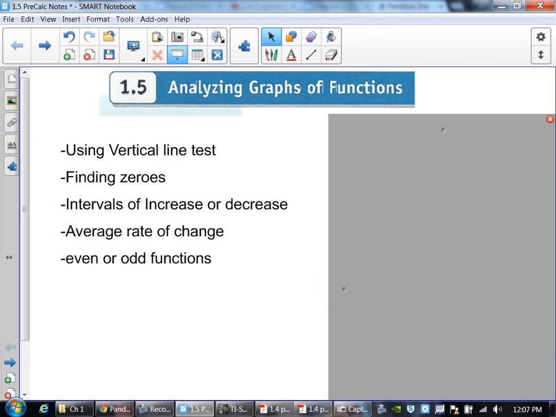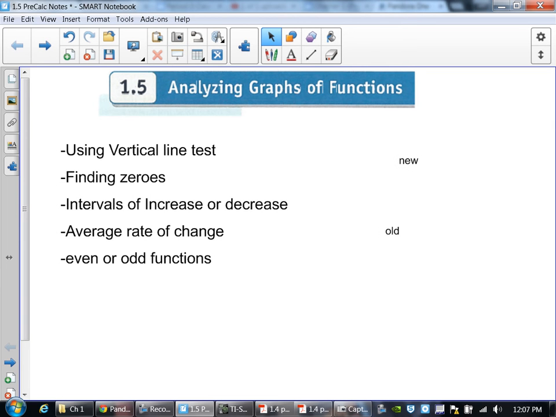So what we're doing here today is just some real basic stuff. We've used the vertical line test. We know how to find zeros. We know how to look at intervals. That's kind of the new-ish part, because we're going to talk about how you label things on intervals. And then we're going to look at average rate of change, which is nothing more than slope, really. And then even and odd functions.